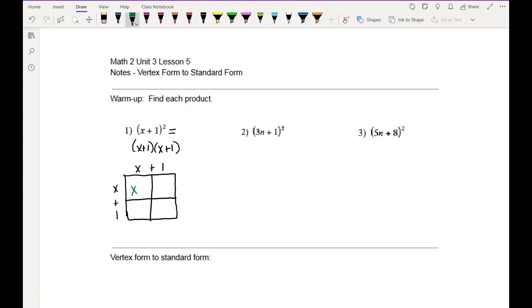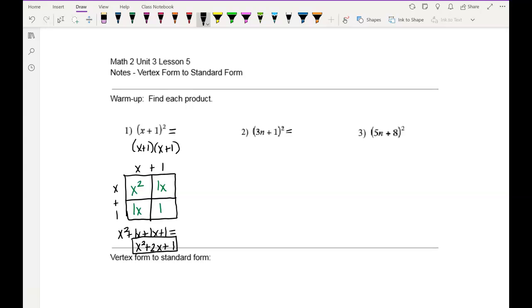So x times x gives us x squared. X times 1 is 1x. 1 times x is 1x. 1 times 1 is 1. So x squared plus 1x plus 1x plus 1 gives me x squared plus 2x plus 1. And if you recall, these are what we refer to as perfect square trinomials. Perfect square trinomials.